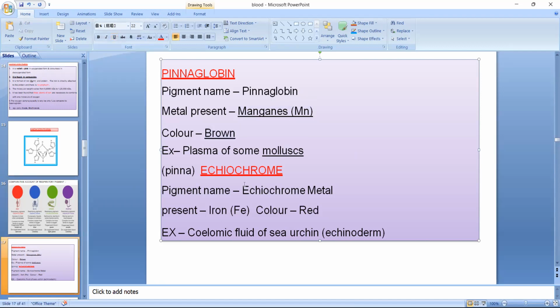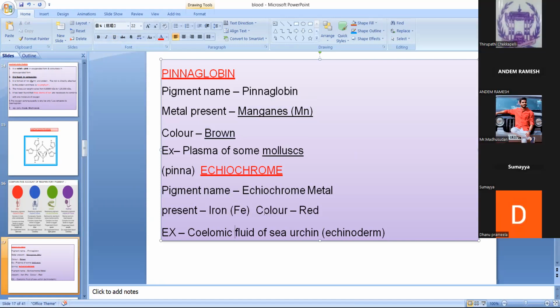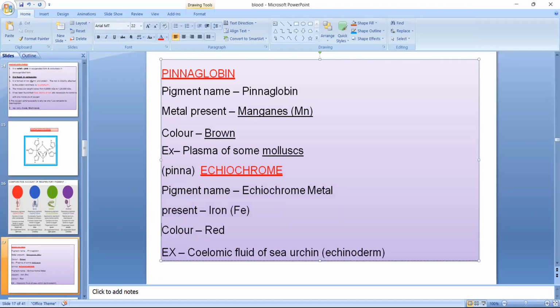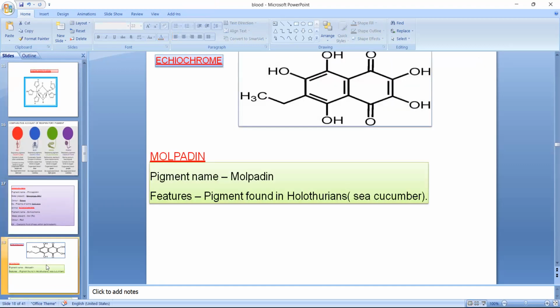And then echinochrome. The name itself indicates that it is present in echinoderms. Metal ion is iron and color is red. It is found in the coelomic fluid of sea urchins, that is echinoderms. Echinochrome is a pigment present in sea urchin echinoderms. Metal ion is iron, color is red.